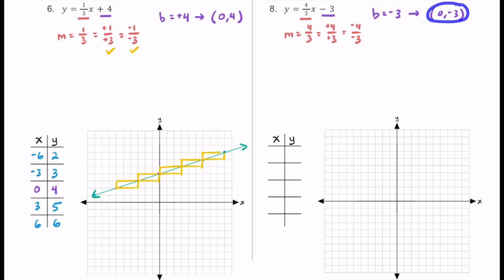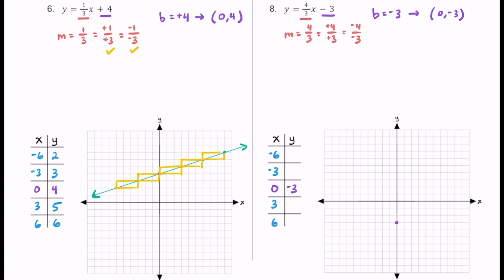From the 0, -3, let's go ahead as we've done and put that in the middle of our table. So 0, -3, and we have a denominator of 3 in our slope, so let's skip count by multiples of 3 so that everything will cross cancel nicely. And then finally we can plot this 0, -3 along the y-axis.